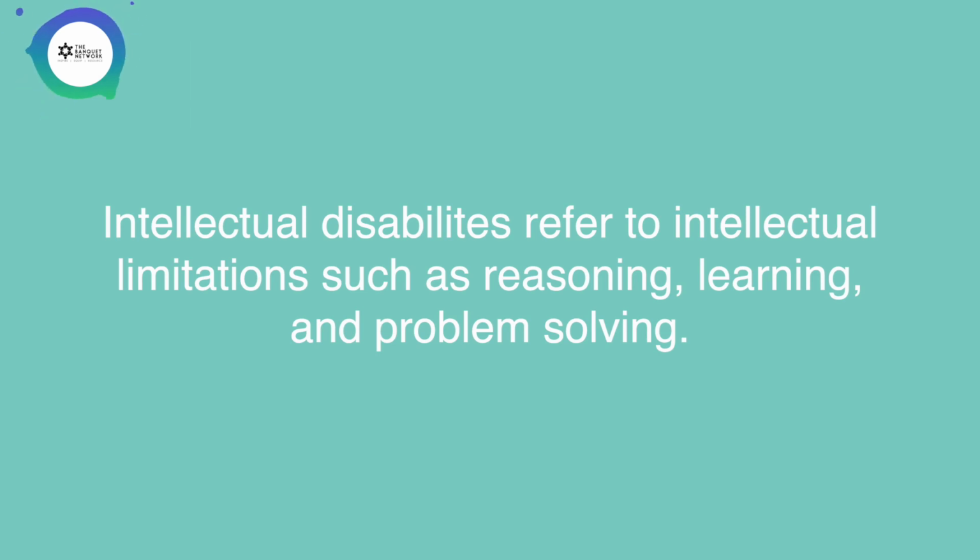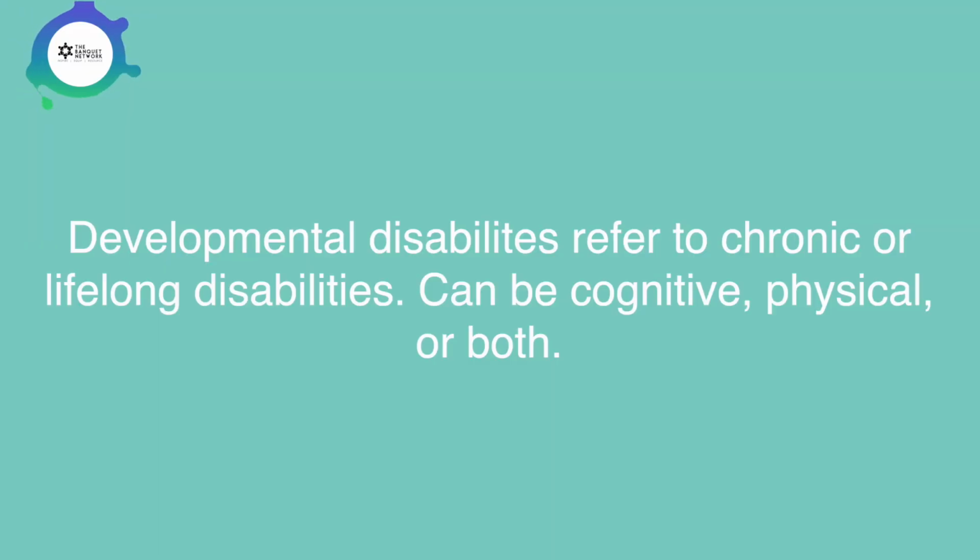Intellectual disabilities refer more to the intellectual limitations such as reasoning, learning, and problem solving. This can range from being mild to severe. And then the term developmental disabilities tends to be more severe, chronic or lifelong disabilities. And these conditions can be cognitive, physical, or both. Some disorders include autism spectrum disorder, cerebral palsy, Down syndrome, Angelman syndrome, fetal alcohol syndrome, and then there's other neurological impairments that can be named as well.